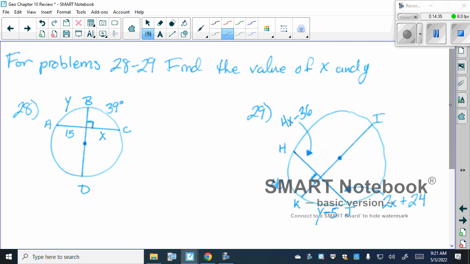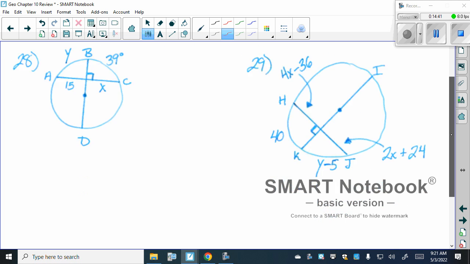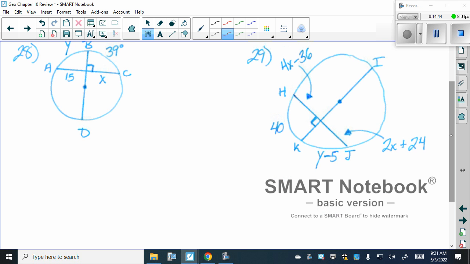So, questions on 28 or 29? We can look at 29. If two chords intersect and one of them is the diameter and they make a right angle, it means that these two arcs are congruent and these two are as well.